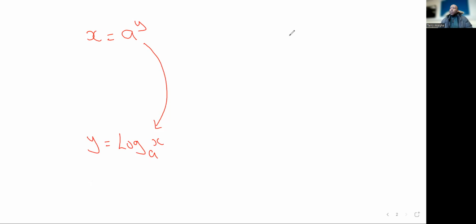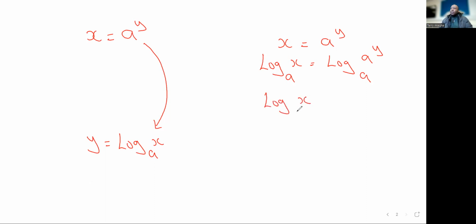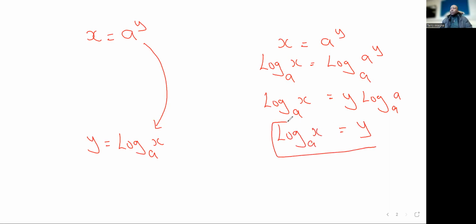So how is it done? If you want to prove it, you basically have x is equal to a raised to the power y. You take log to base a of both sides, so it becomes log x to base a is equal to log a raised to the power y. You bring the y to the front, then you now have log x to base a is equal to y log a to base a. And I told you before, log of a to base a is equal to 1, and that will give you y is equal to log x to base a. So that is how this was gotten as well.